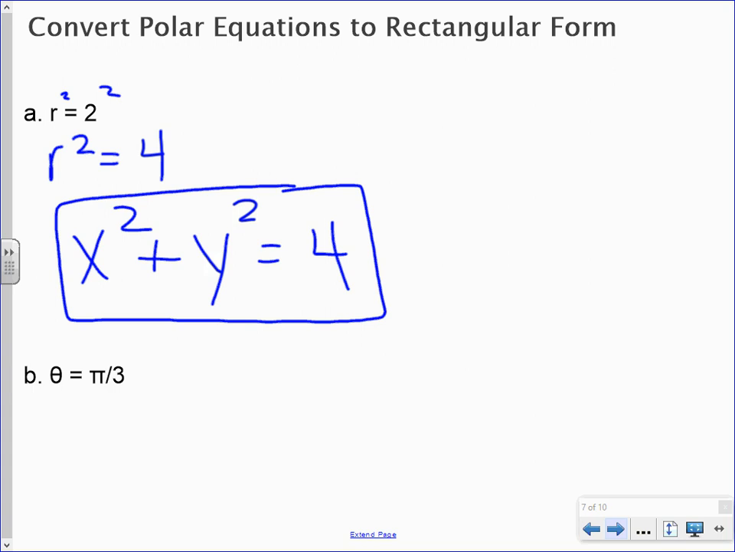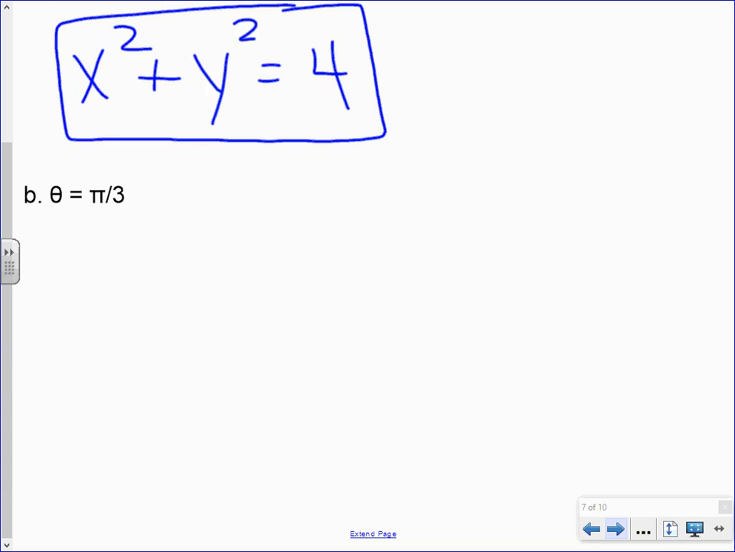Our next equation is this. Theta equals pi over 3. We somehow need to get this from theta to x's and y's. I'm going to give you a moment to just think. Look at your conversion, see what you have. What involves theta and x and y? Caroline?